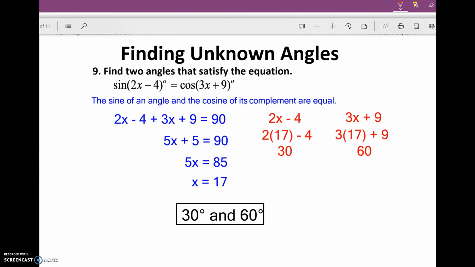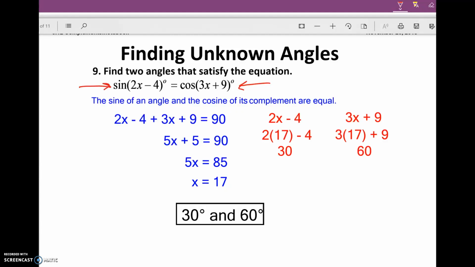The last item we're going to look at is finding unknown angles. So we're going to use this complement cofunction relationship to help us figure out what angles would make certain equations true. Our first one says find two angles that satisfy this equation: sine of 2x minus 4 degrees is equal to cosine of 3x plus 9 degrees.